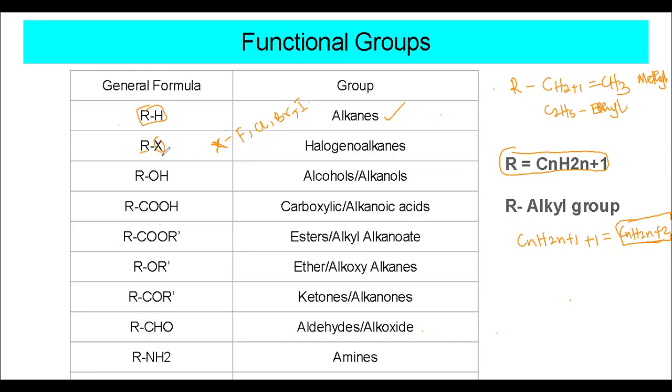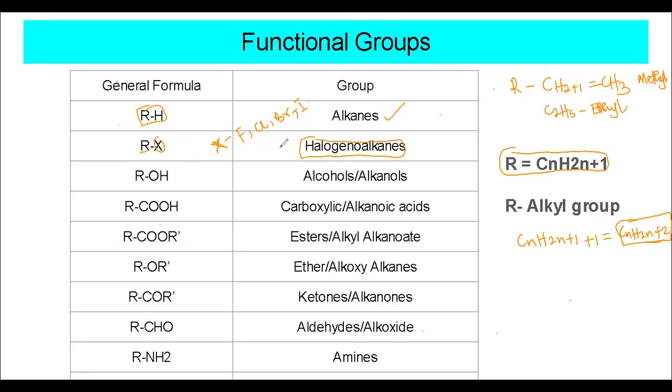So when you have an alkyl group with a halogen attached to it instead of hydrogen, or you have the hydrogen of the alkane substituted with a halogen, you call that halogenoalkane. That is the functional group. Okay, so you call that functional group halogenoalkane.